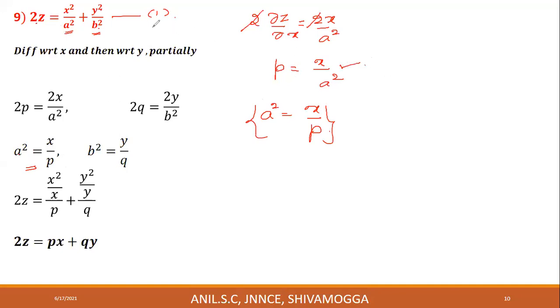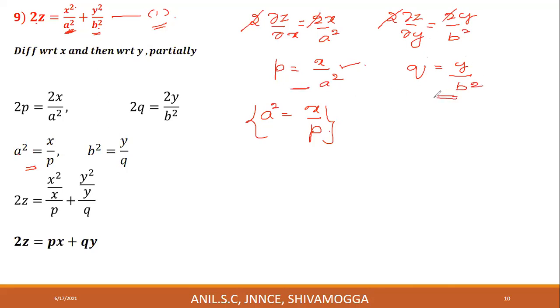Now differentiate equation number 1 partially with respect to y. Derivative of 2z is 2 into del z by del y. Derivative of x square by a square is constant, it is 0. And derivative of y square by b square, keep 1 by b square as it is. And derivative of y square in the numerator will be 2y. Cancel this 2 with this 2. Del z by del y is denoted by q. Q is equal to y by b square.